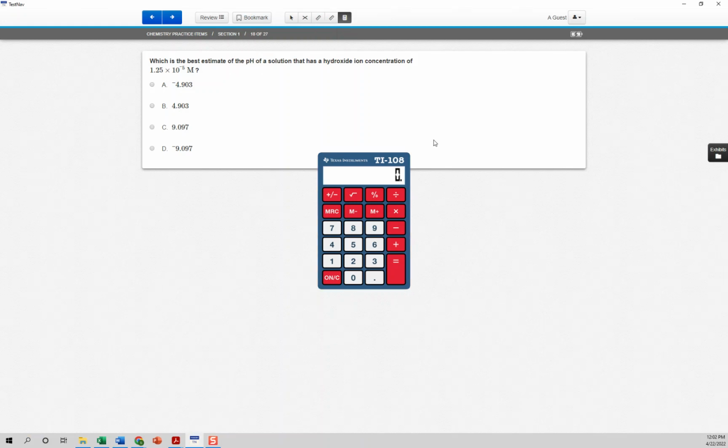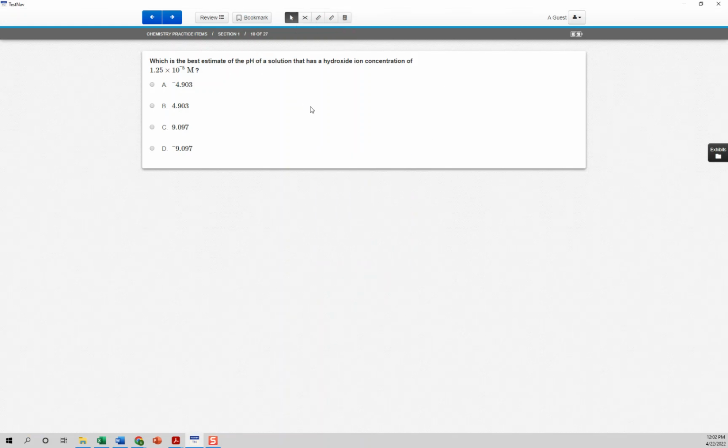Okay. So this is when it would benefit you to have a graphing calculator with a log button, because all we have to do is hit negative log of this, and that'll give us the pOH, and then 14 minus that answer will give us the pH. And so that's our answer. But let's talk about how we can estimate it, okay?